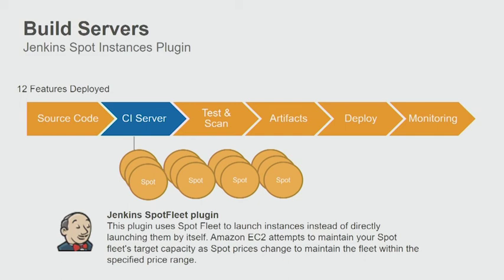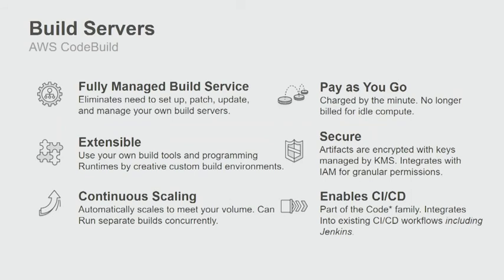Like instead of paying top dollar for build servers, use Spot. And Jenkins makes it easy. You install a plugin, you tell it what you want to pay, done. There are alternatives to that. We launched at re:Invent last year a service called AWS CodeBuild.